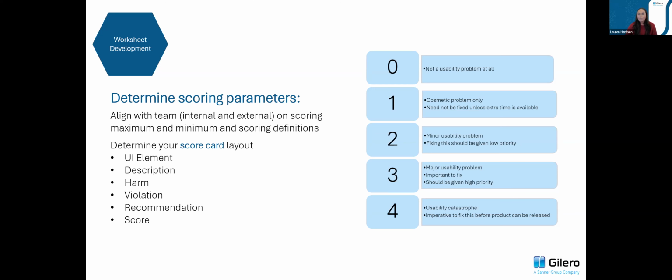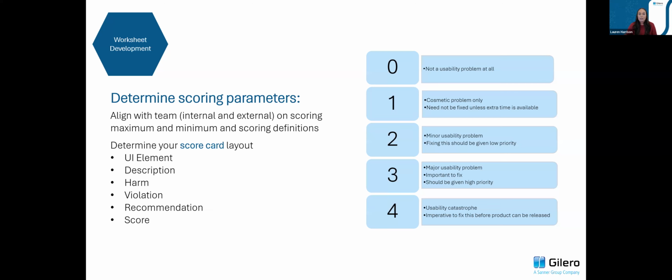For example, the minor usability problem and the major usability problem should then further be defined. What does that mean to you? What does that mean in the context of your device? So within your scorecard, you should leave space to denote the UI element in which the violation occurs. You should also have space for a description of the problem, the potential harm, and the heuristic that was violated.